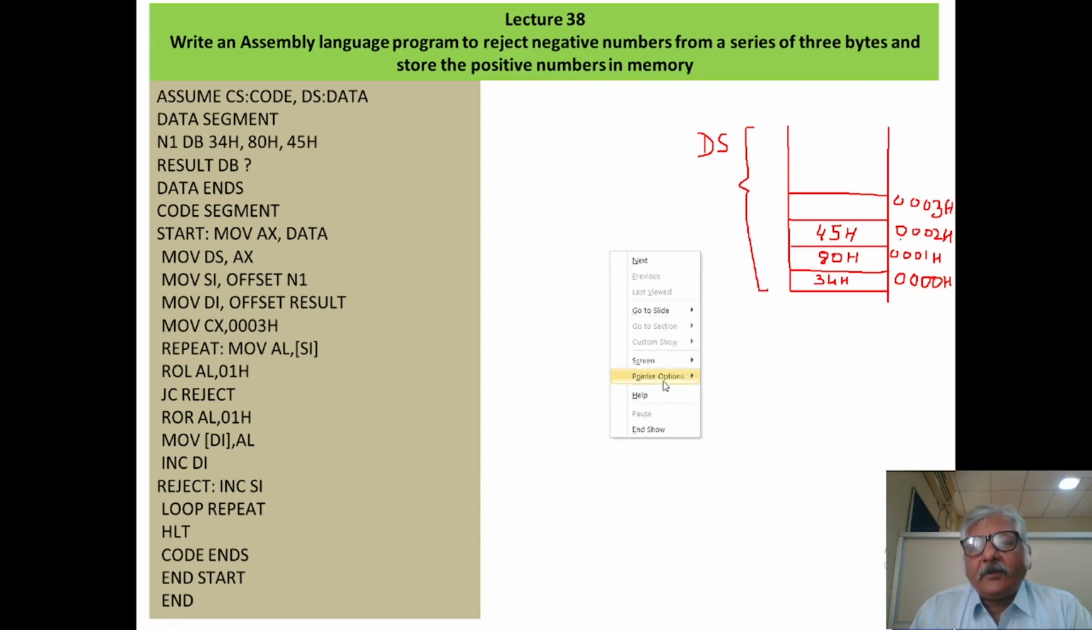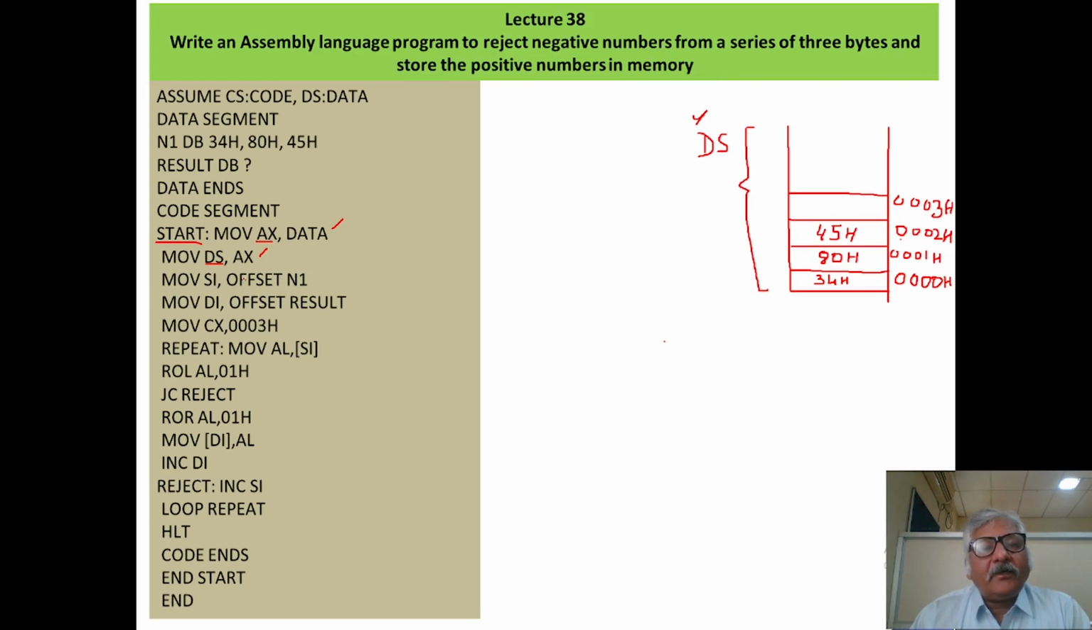Okay, so we will continue the discussion of this program. Our program starts from here. Move AX comma data. The AX register will store the value which has to be loaded in my DS register, meaning to define the base address of my data segment. Then that value will be loaded in DS register, move DS comma AX.